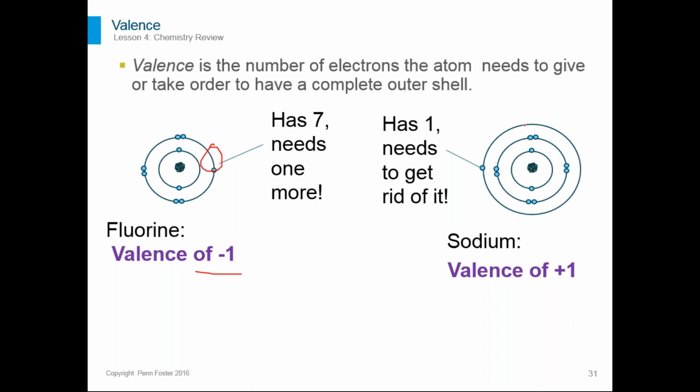So instead of getting 7 more electrons to fill this up, it's actually going to be easier for sodium to just get rid of this electron. And then it becomes a sodium that only has 2 shells, and the outer one will be this second shell, and that's full. So if it just gets rid of this extra one, then it's got a full outer shell to work with, so it's happier that way. So sodium, the best thing it can do is get rid of 1 electron, so that gives it a valence of +1, because it has 1 extra that it wants to get rid of. So fluorine has valence of -1 because it needs 1. Sodium is +1 because it needs to get rid of 1.